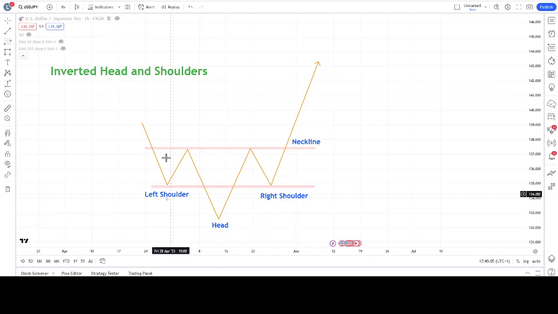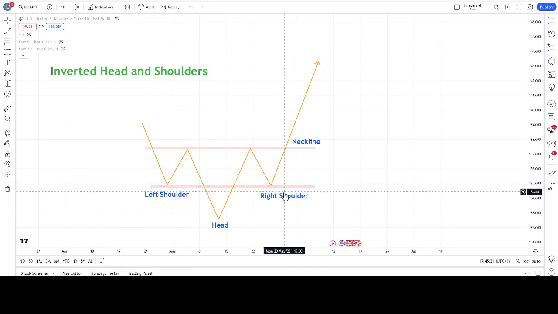So if you can see on the screen, we have a left shoulder, we have a head, and we have a right shoulder. That makes the entire pattern. Then if you can see, we have a neckline here. The neckline actually works as a resistance at the start and before it has been broken out, and then we have a small sort of a support here which is supporting the left and the right shoulders.